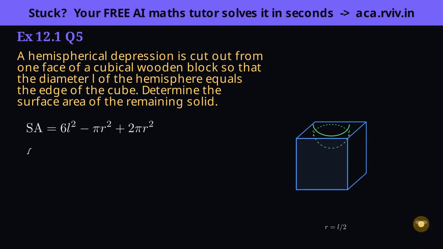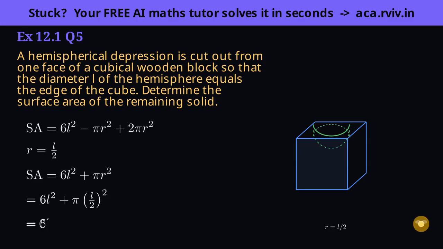The diameter of the ball equals the cube's edge L, so its radius is half of that, L over 2. We keep everything symbolic since no numbers are given. Again the -1 and +2 pi r squared collapse to a single plus pi r squared. The depression, just like the bump, nets 1 pi r squared. Now put r as L over 2. Squaring it gives L squared over 4. Remember to square both the L and the 2.